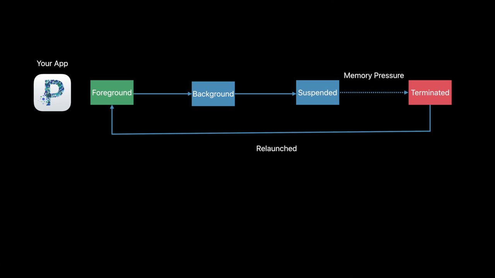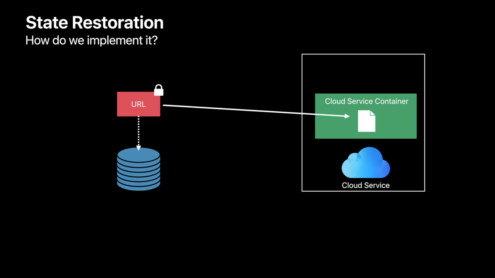What we failed to do here was restore the UI state. And that time was a good time to restore the UI state, to bring back our customer to where they were. So how do we implement state restoration? A simple and easy way would be to persist the URL we've received from the document browser or the document picker and restore it at app relaunch.